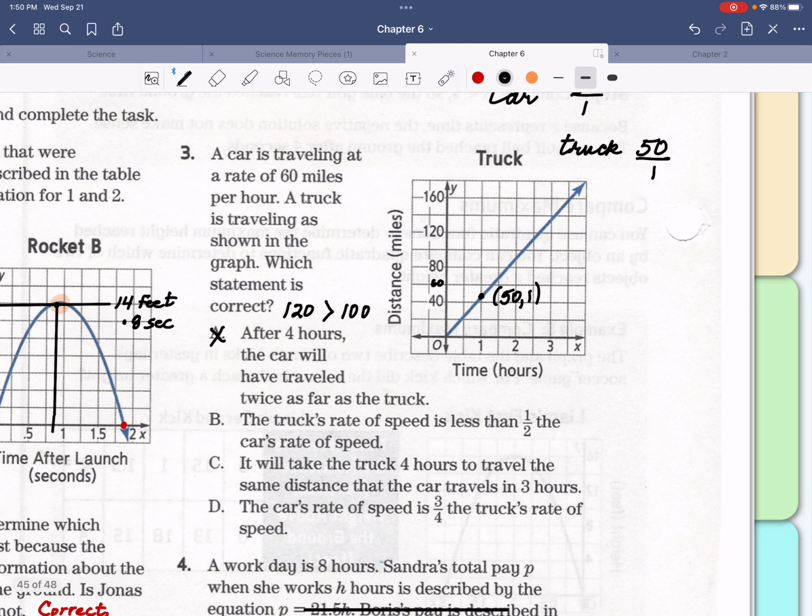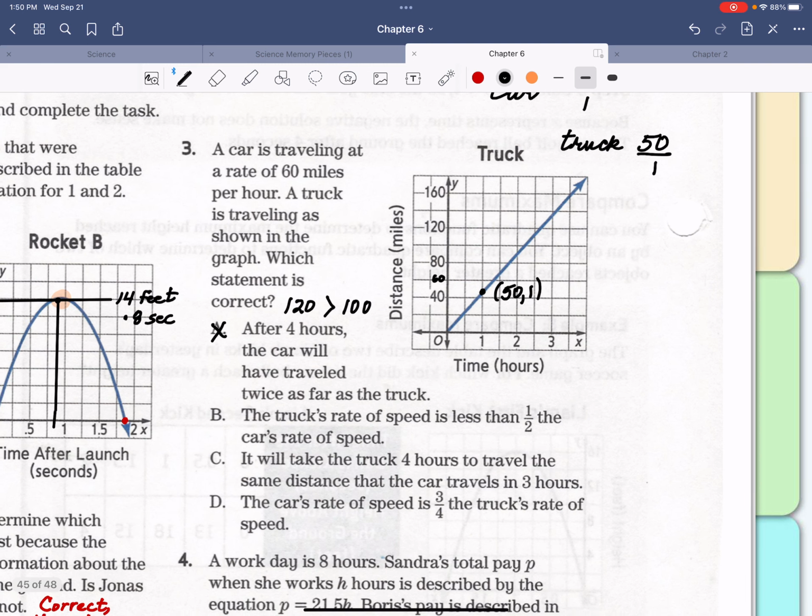In B, we have the truck's rate of speed is less than half the car's rate of speed. That's not true. The truck is about 50, the car is about 60, and that is less, but it's not half. It would have to be less than 30 for that to be true. So that is not a true statement.